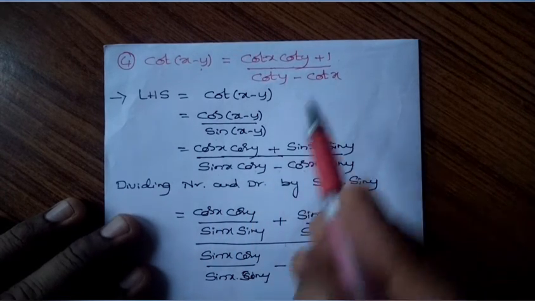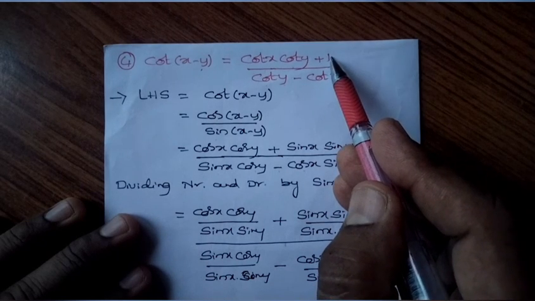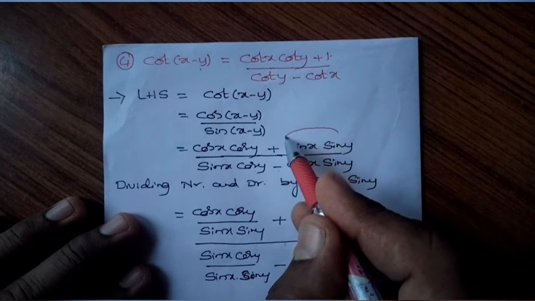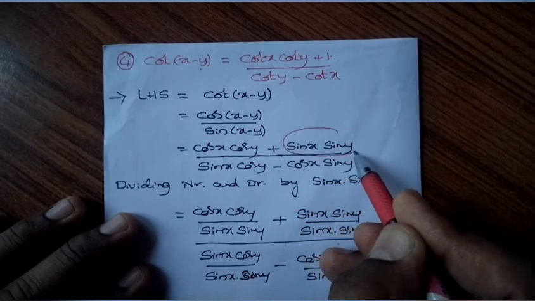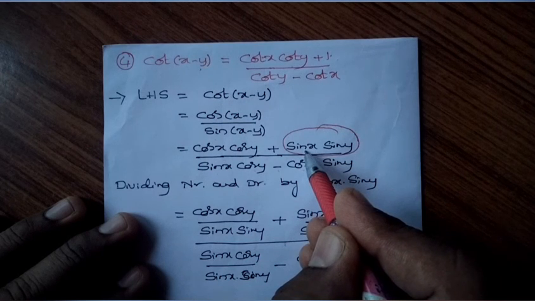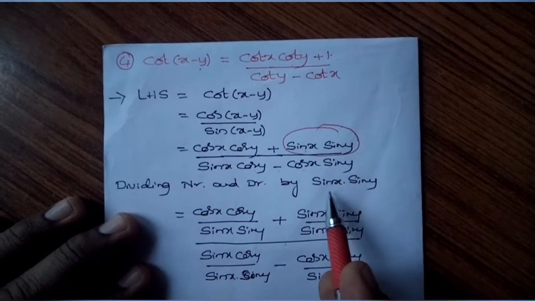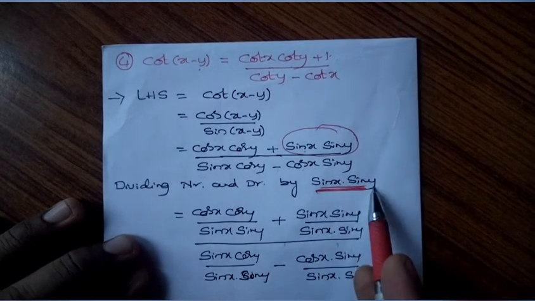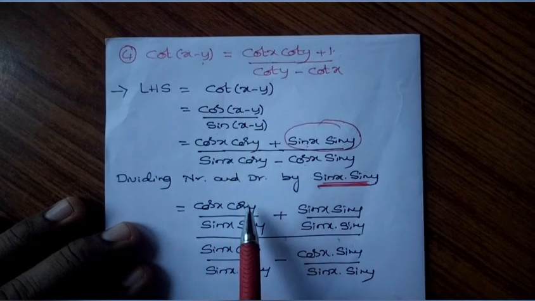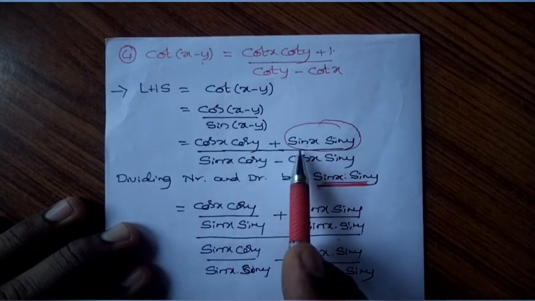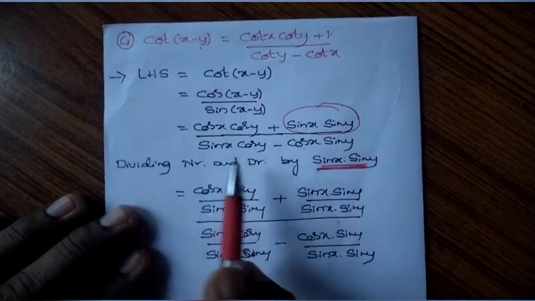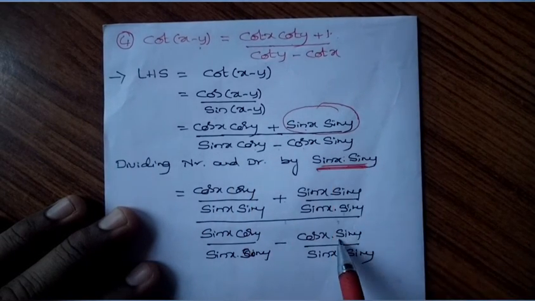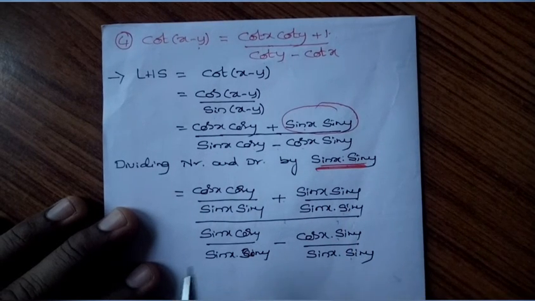Yes or no? Next you observe here in the numerator the second term is 1. Therefore I have to make it 1. I am going to divide by the same quantity, that is sin x into sin y. See here, I am going to divide both numerator and denominator by sin x into sin y. See here, cos x into cos y divided by this one plus sin x into sin y divided by this one. Sin x into cos y divided by this one minus cos x into sin y divided by this one.